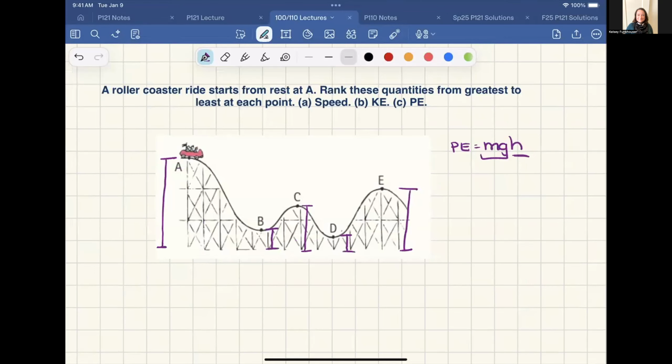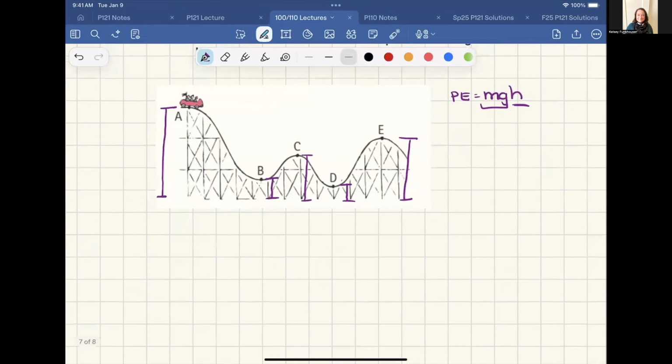Because that tells us D has the least kinetic energy. So this is part C. I know we're going backwards and I'm even doing the least first, but I'll put it over here. So D, and then B was the next one, and then C, and then E, and then A was the biggest. So that is the potential energy.